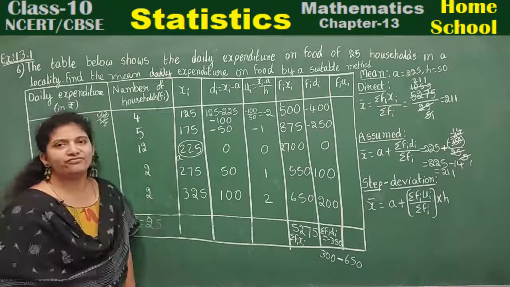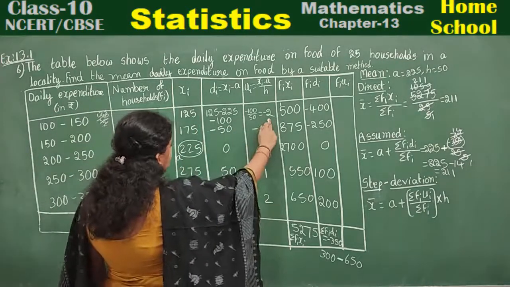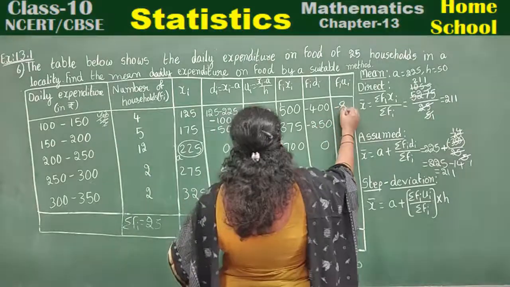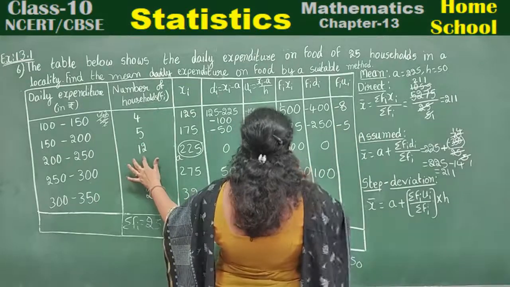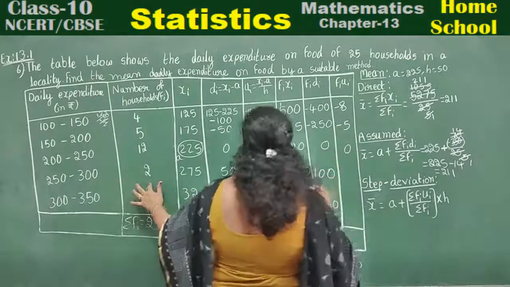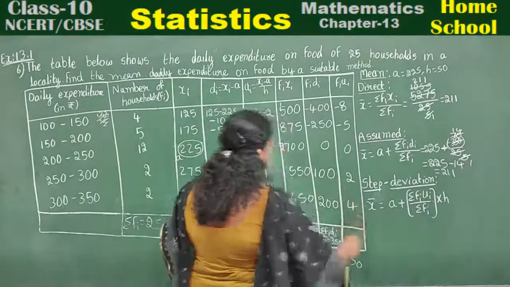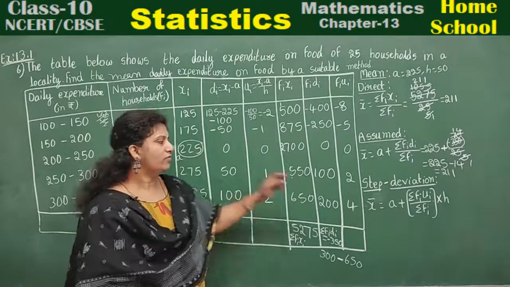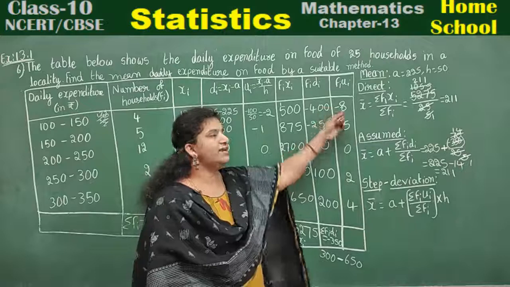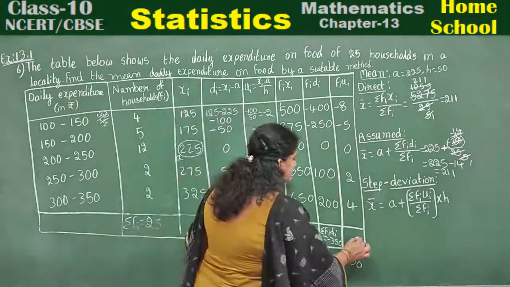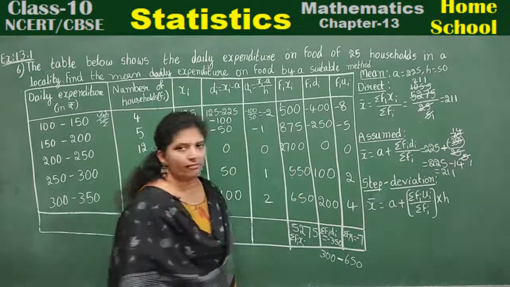Next column, Fi Ui. 4 into minus 2, minus 8. 5 into minus 1, minus 5. 12 into 0, 0. 2 into 1, 2. 2 into 2, 4. Now add all this. 4 plus 2, 6. 6 minus 5, 1. Minus 8 plus 1 will be minus 7. Summation Fi Ui is equal to minus 7.